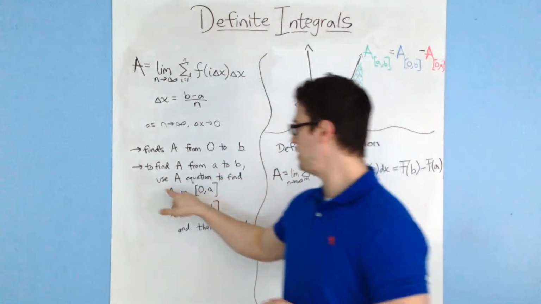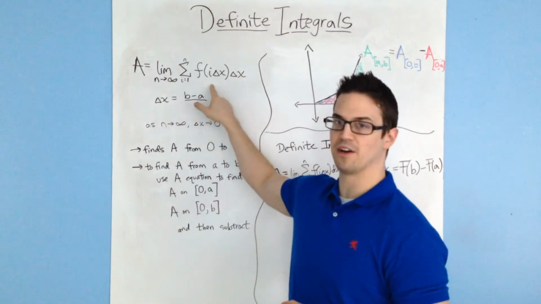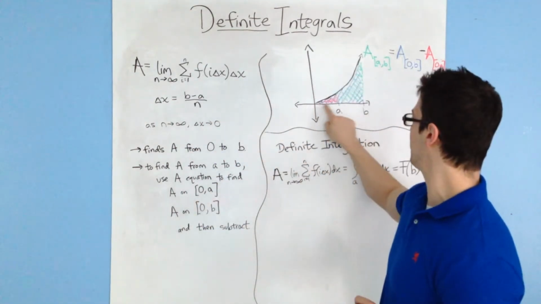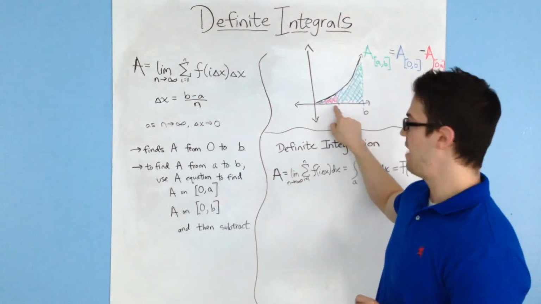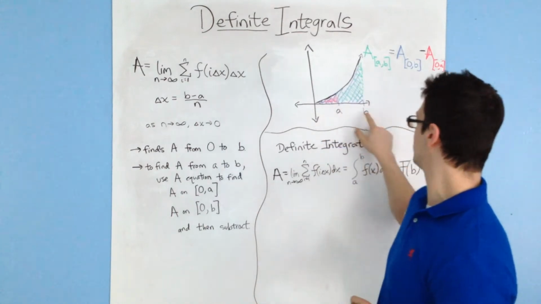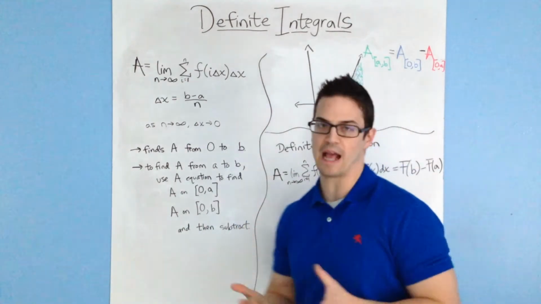Well, what you could do is use the area equation up here, and then you just have to use it twice. So you'd find the area from 0 to a, so you'd find this area right here, and then you would find the area from the closed interval 0 to b, so you'd find the area from here to here, and then you would just subtract both of them.